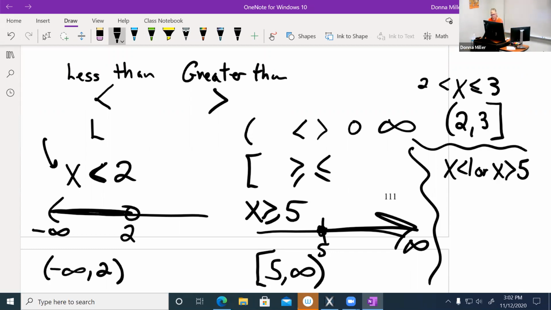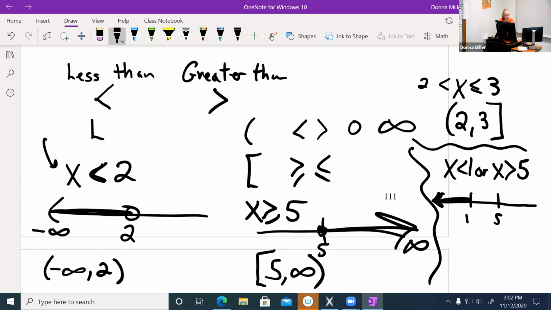If I do this on a number line, here's 1 and here's 5. If x is less than 1, we're going this way, and this is an open circle. If x is greater than 5, we're going from 5 up. So what we have are 2 lines, and because we have 2 lines, we have 2 intervals, so we're going to have 2 sets of interval notation. The first interval goes from negative infinity to 1, and the second interval goes from 5 to infinity.